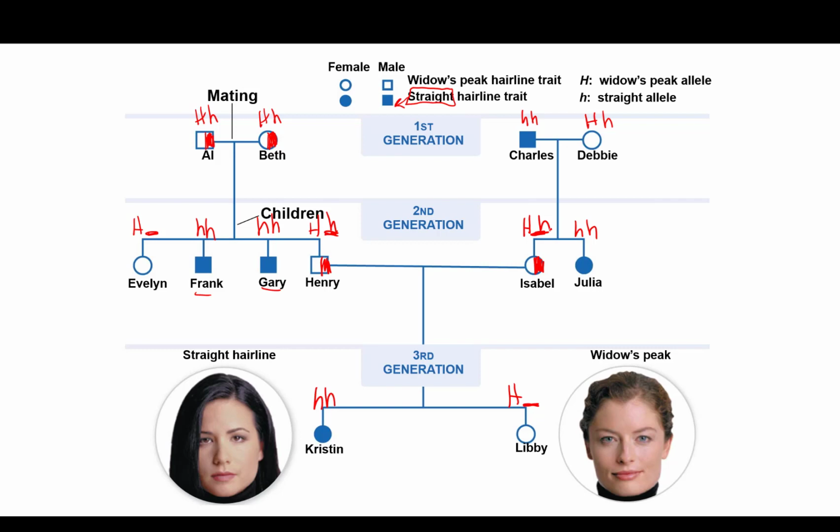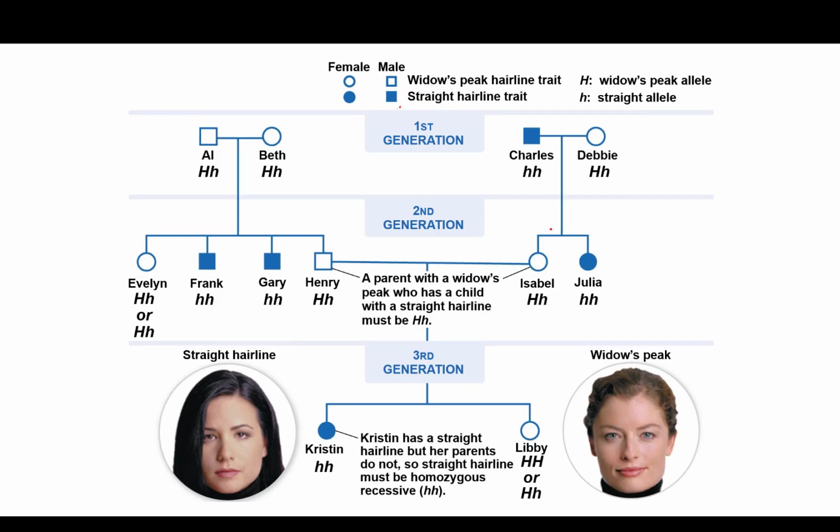So you can use this, even though this is showing genotype, if you work backwards, look at the kids, see the traits, you can often determine the genotypes of the parents, okay? So a parent with a widow's peak who has a child with a straight hairline must be big H, little h. Kristen has straight hair, but her parents do not, so straight hairline is the homozygous recessive. And Libby is either this, we're just not really sure, we don't know.